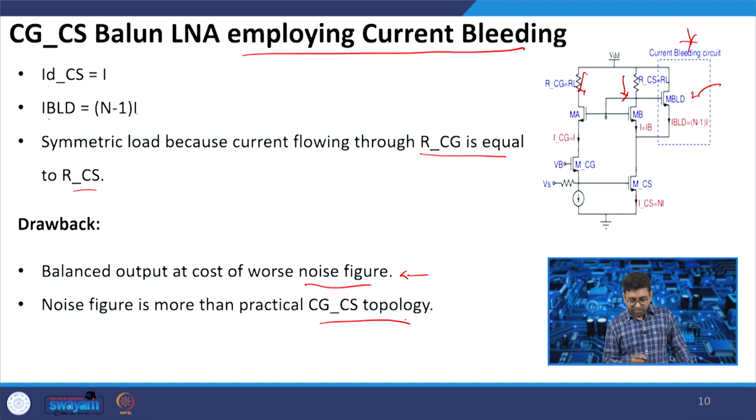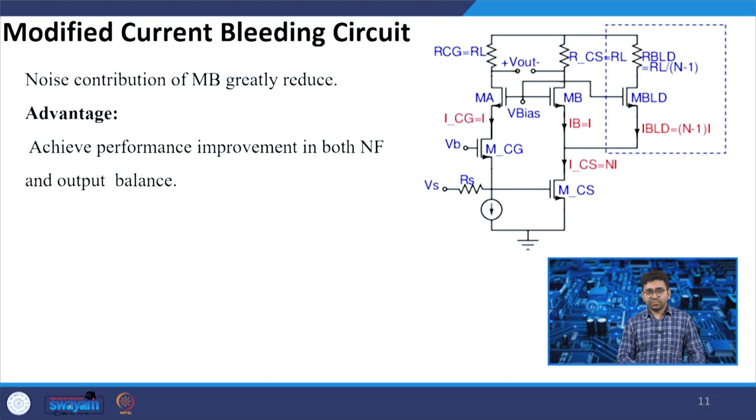So it is a higher noise figure, but we have an advantage in terms of gain and phase balance. We can also modify the current bleeding circuit so that the noise contribution of MB can also be reduced by using this technique. What is the advantage? It achieves a performance improvement in both noise figure as well as output balance.